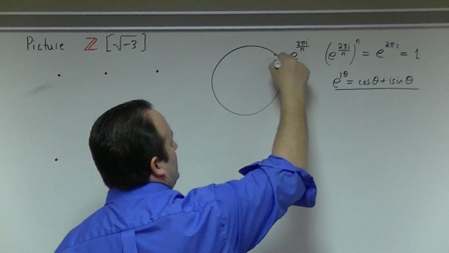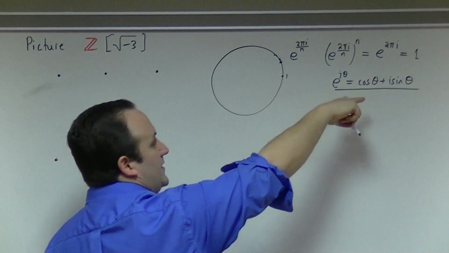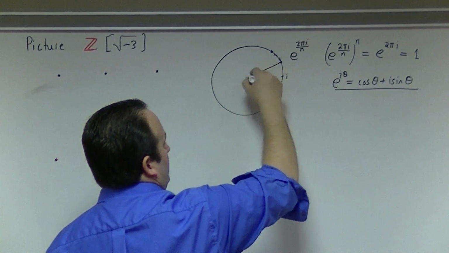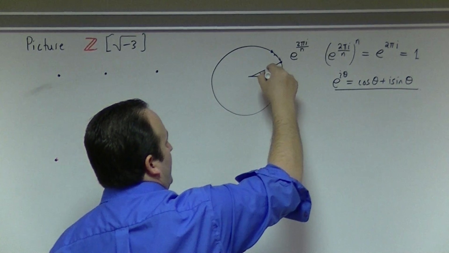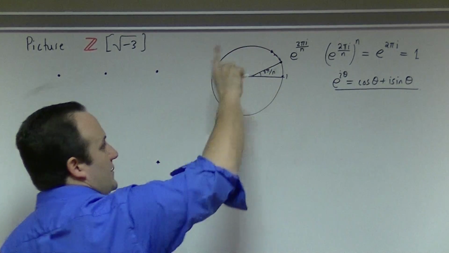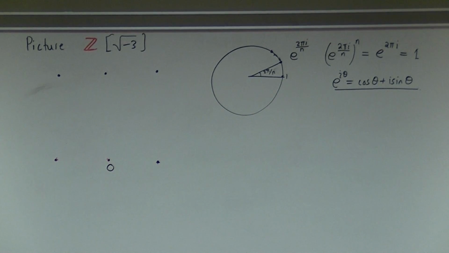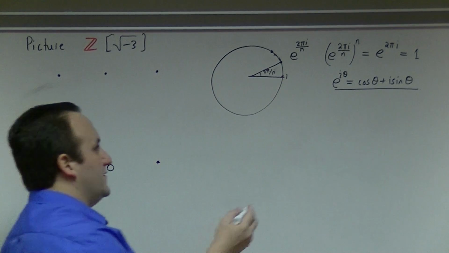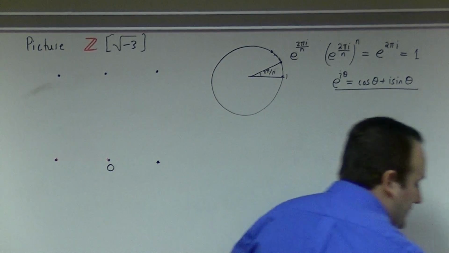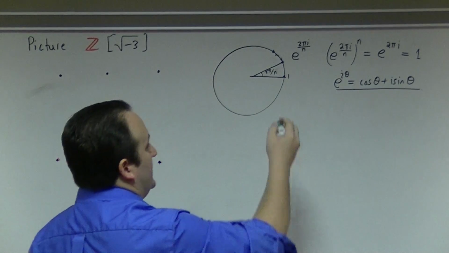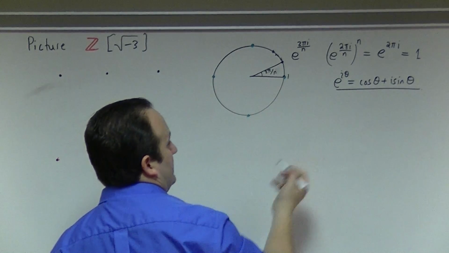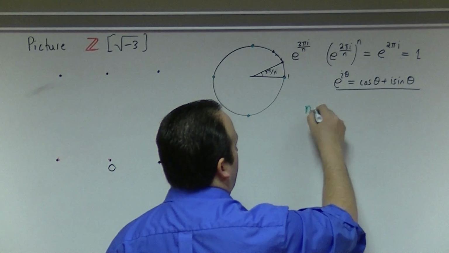So my point is, these are the so-called nth roots of unity. In terms of angle, they appear every 2 pi over n spacing around the unit circle. For example, for the Gaussian integers, you saw the fourth roots of unity: this one, this one, this one, and this one. So like n equals 4.